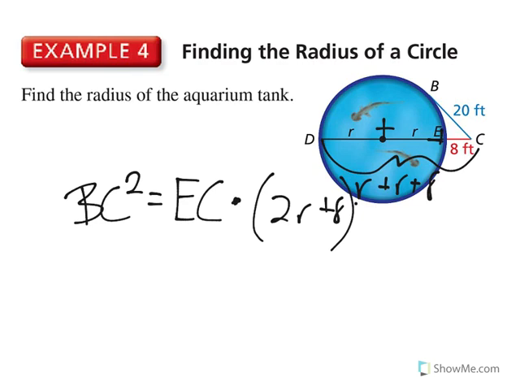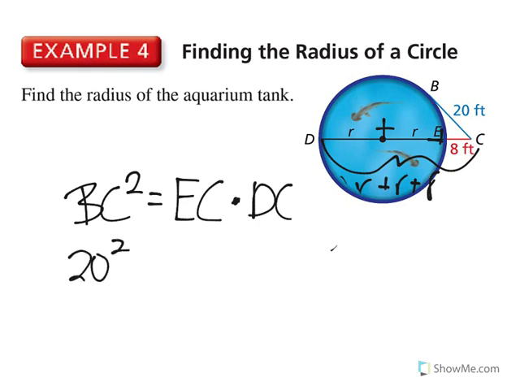Okay? Or that secant length, if I was writing it just right now in letters like I was doing, then I would write DC. Okay? The whole length would be D to C. So if I plug it in, here I have 20, EC. I'm going to have that 8. And then, like I said, for DC, it's the R plus R, so that's 2R plus 8.